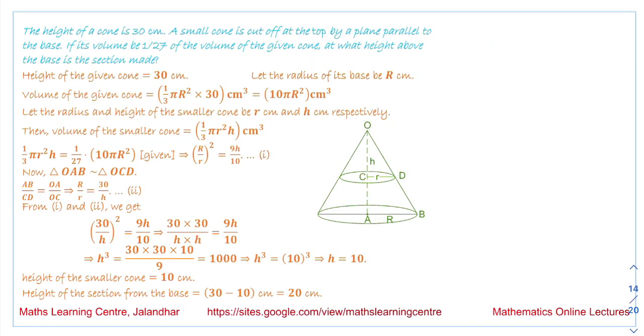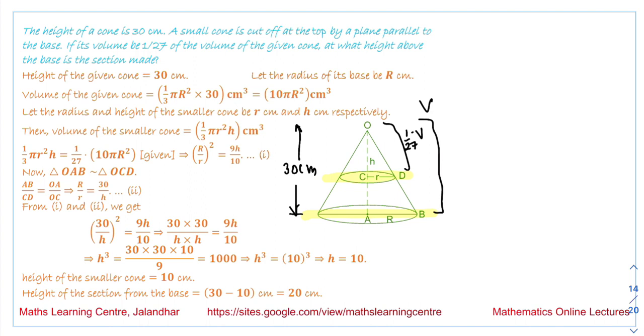The next question we have is, the height of a cone is 30 centimeter. So this complete height is given to be 30 centimeter. A small cone is cut off at the top by a plane parallel to the base. If its volume is 1 by 27 the volume of the given cone, that is, if the volume of this larger cone is V, and the volume of this smaller cone is given to be 1 by 27 times V, at what height above the base is the section made?